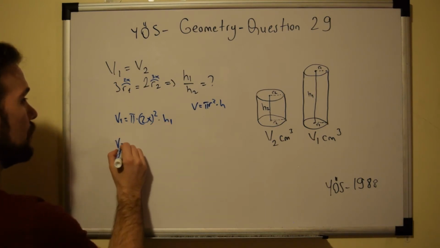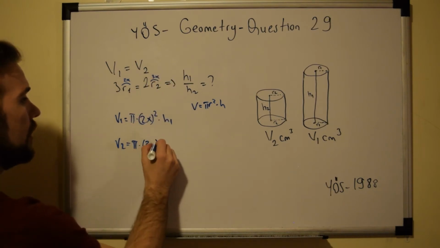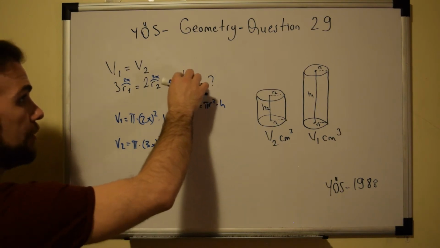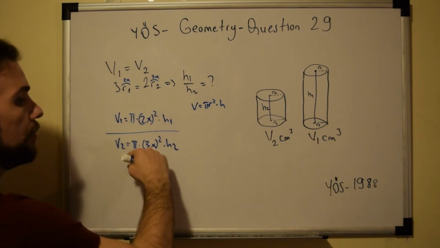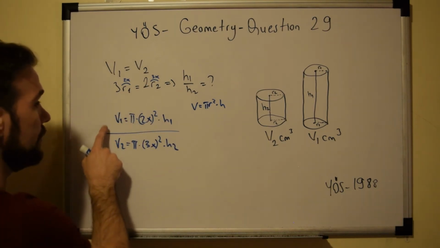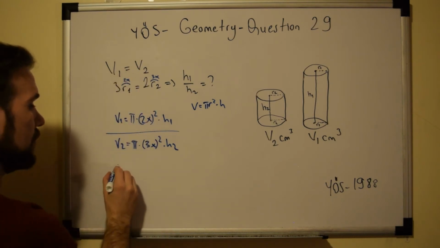And we have volume 2, which is equal to P times 3x squared times height 2. Now we are asked the value of height 1 over height 2. All we have to do is just make this one over this one, so this volume over this volume. So we have volume 1 over volume 2, and as you can see, they are equal to each other. So this will give us 1.